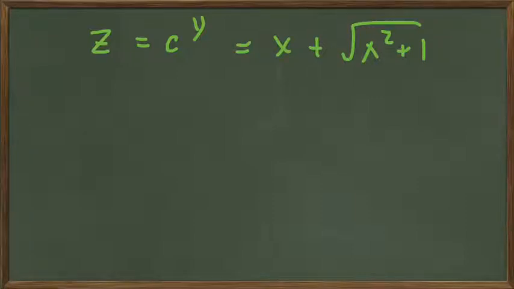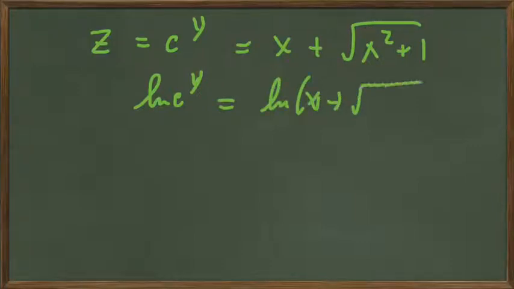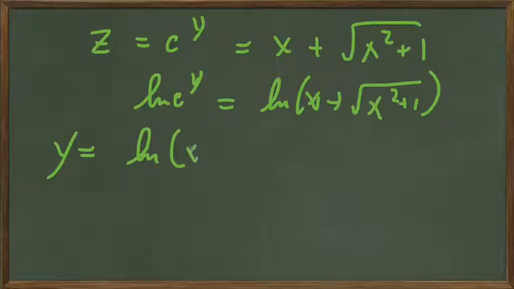And so let's say that our z, which is e to the y, is only this solution of the two possible solutions, and we can take the ln of both sides. The ln of e to the y is just y, and then we've got ln of this, and on simplifying we've got y equals ln of x plus the square root of x squared plus 1. So what have we accomplished getting it to this point?